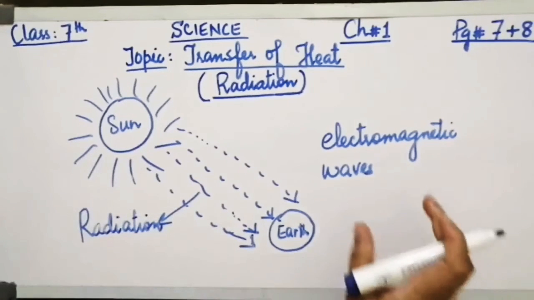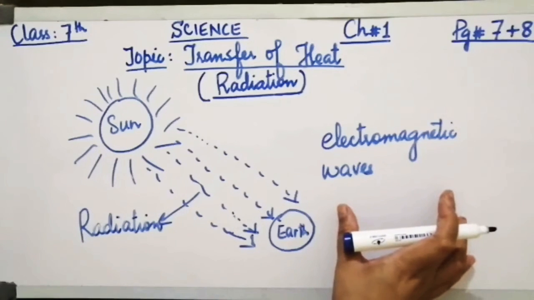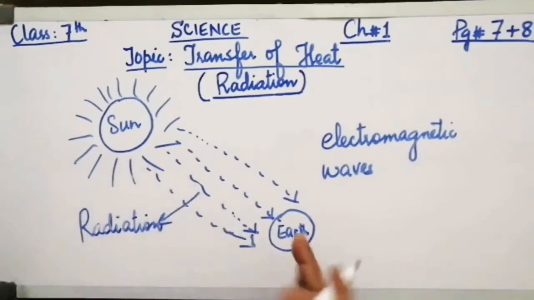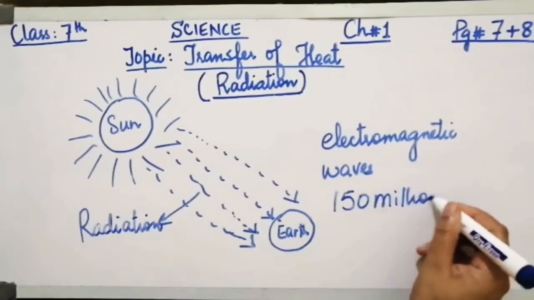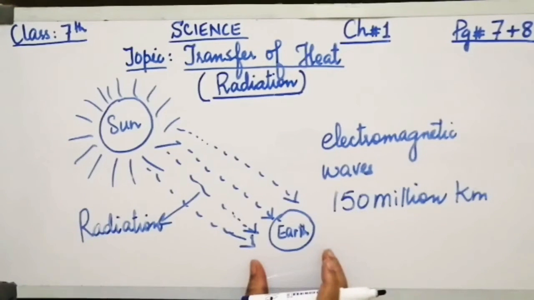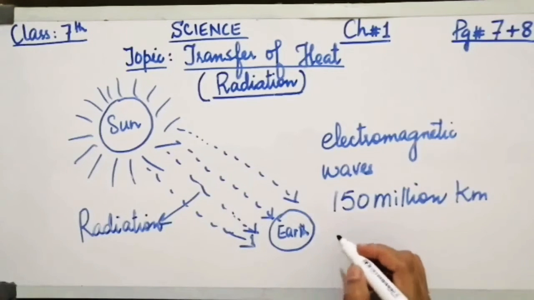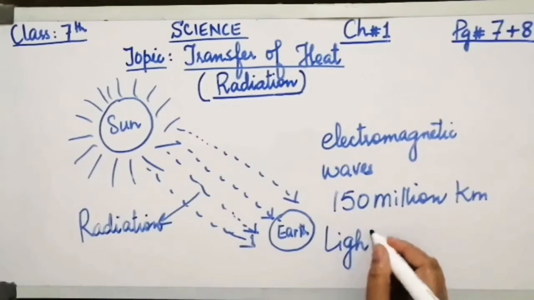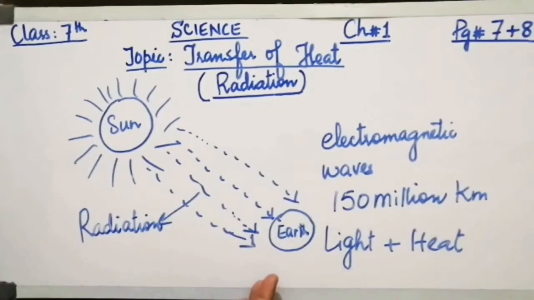So this electromagnetic radiation or waves travel from too far away from the earth. That is, this is the distance of sun and earth, which is about 150 million kilometer away from our earth. So you can think how much far distance it is, and it is the blessing of Allah that we are having light as well as heat energy from the sun from this much far distance. Cleared?